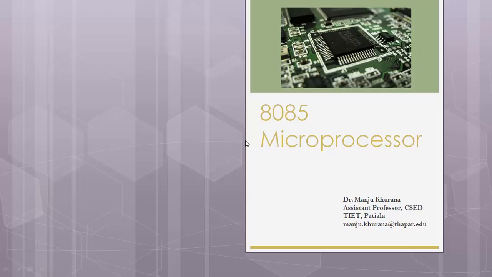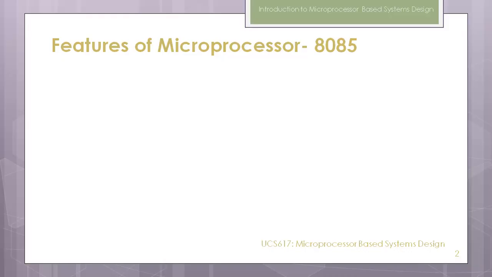In the last lecture we covered what a microprocessor is, and then we studied the course structure, meaning what we are going to learn in this subject. Now in this video we are going to study first the microprocessor 8085 features, then later we will study the 8085 block diagram. So, what are the features of microprocessor 8085?